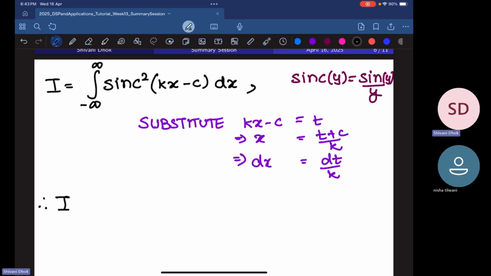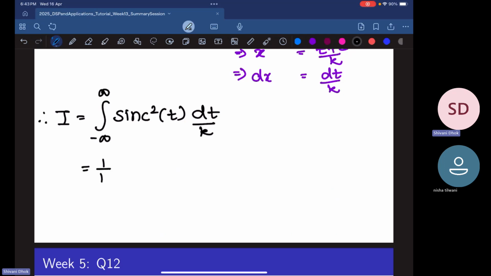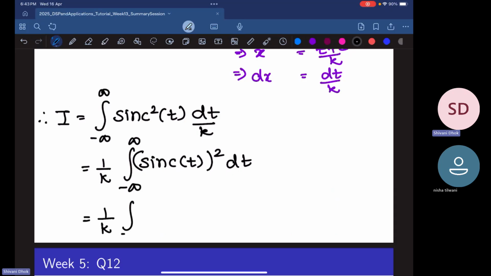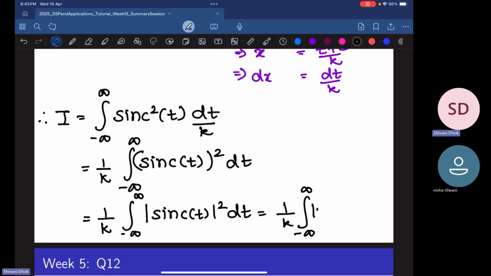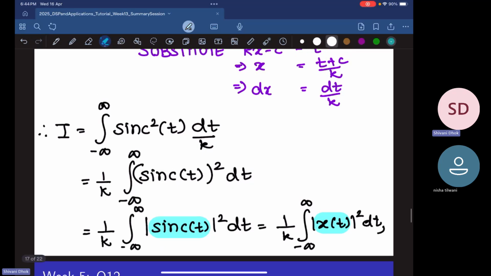So therefore, I becomes the integral from minus infinity to infinity of sinc squared t, dt by k. This k I'll keep as it is: 1 over k times the integral of sinc t whole squared dt. This is one and the same thing. Another thing, this sinc function is a real function, so taking the square or the magnitude squared is the same thing. So this I can also write as 1 over k times the integral from minus infinity to infinity of magnitude of sinc t squared dt. So this is like 1 over k times the integral of magnitude of x of t squared dt, where x of t is exactly your sinc function. Is it clear till this point? Any questions?